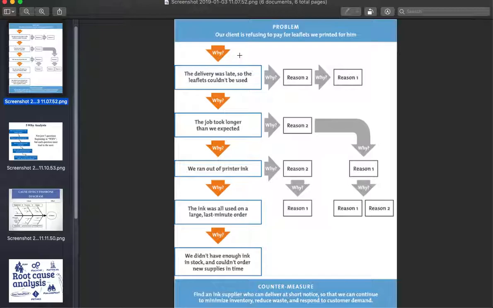So why are they refusing to pay for it? The delivery was late, so the leaflets couldn't be used. Why were the leaflets late? The job took longer than expected. Generally, when you're working with 5 whys, sometimes you get these filler answers that aren't as in-depth, and people who are really adept and attuned to the 5 whys would skip a step like this and say, well, why did it take longer? We know that it was late because we ran out of printer ink. So why did we run out of printer ink? We had an emergency last-minute job that jumped in and threw off all of our planning, so we didn't have enough ink in stock, and we couldn't order new supplies in time.